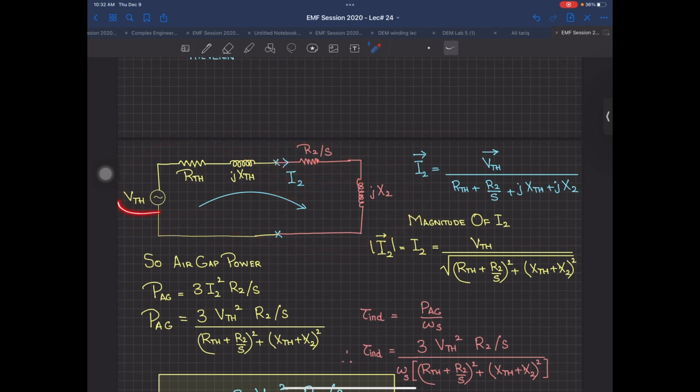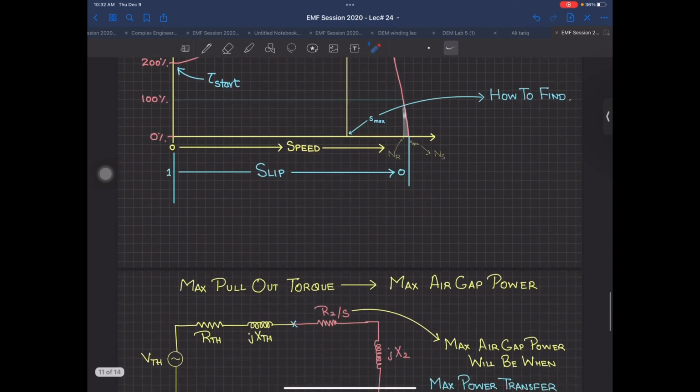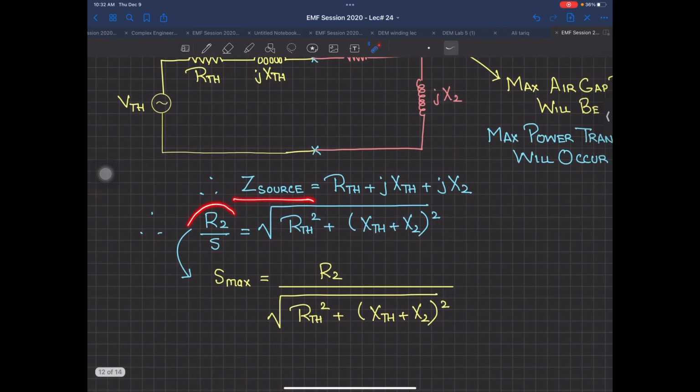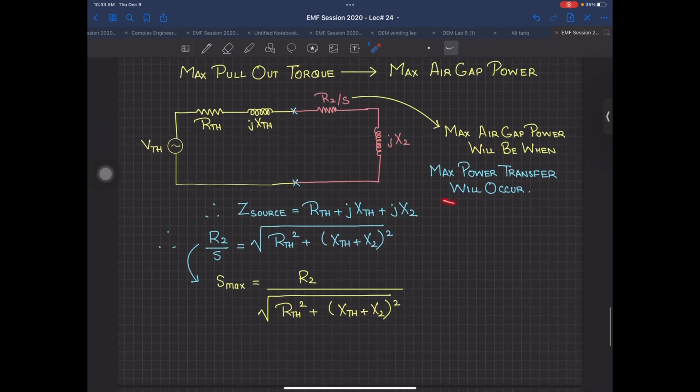Now here in this case, we said V Thevenin has no impedance, but practically it may have some impedance also. R Thevenin is there, jX Thevenin is there, jX2 is there. So the condition for maximum power transfer is that your R2 by S is equal to the remaining impedance over here. This is the condition for maximum power transfer that R2 by S should be equal to the remaining impedance.